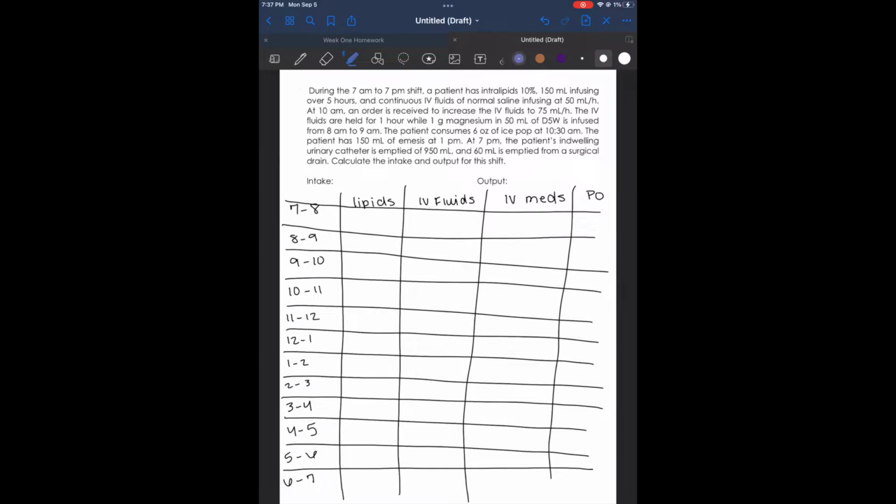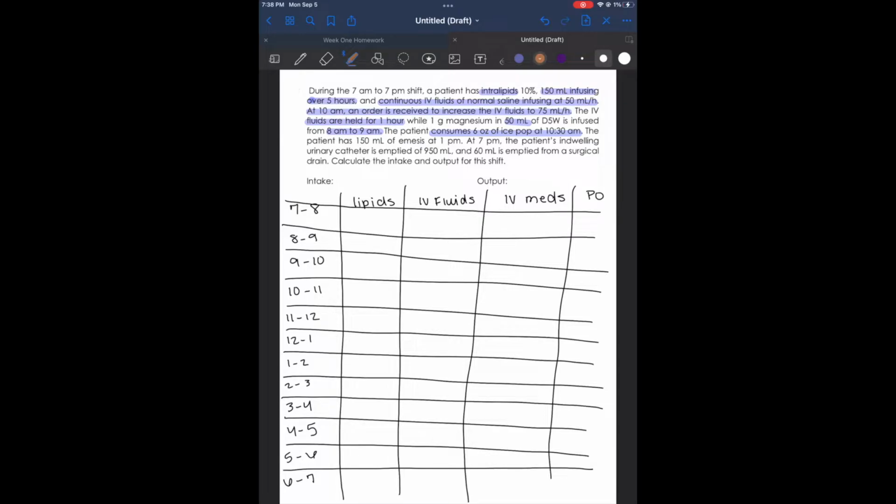So starting with our intake, we'll do it in this blue color. Our lipids, giving 150 milliliters over 5 hours. We're doing continuous IV fluids, infusing at 50 milliliters. At 10, we get an order to increase that to 75. We're going to hold the fluids for 1 hour while we get 50 milliliters from 8 to 9. And the patient consumes 6 ounces of an ice pop.